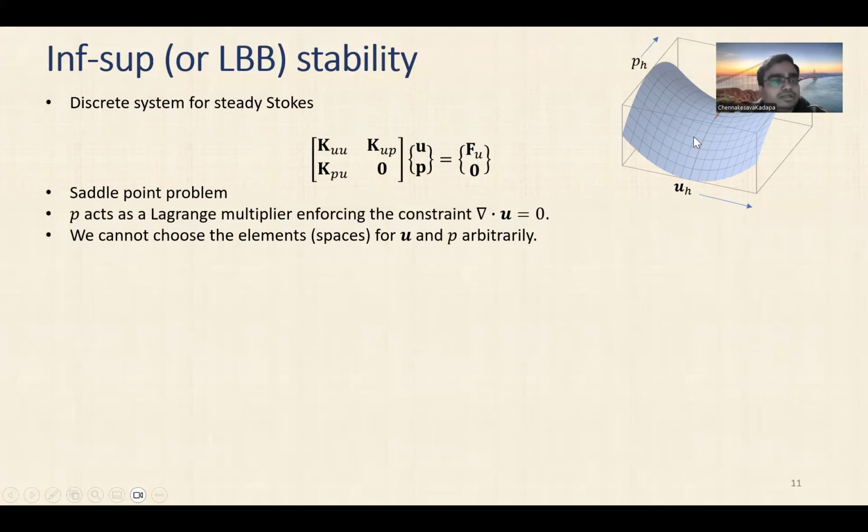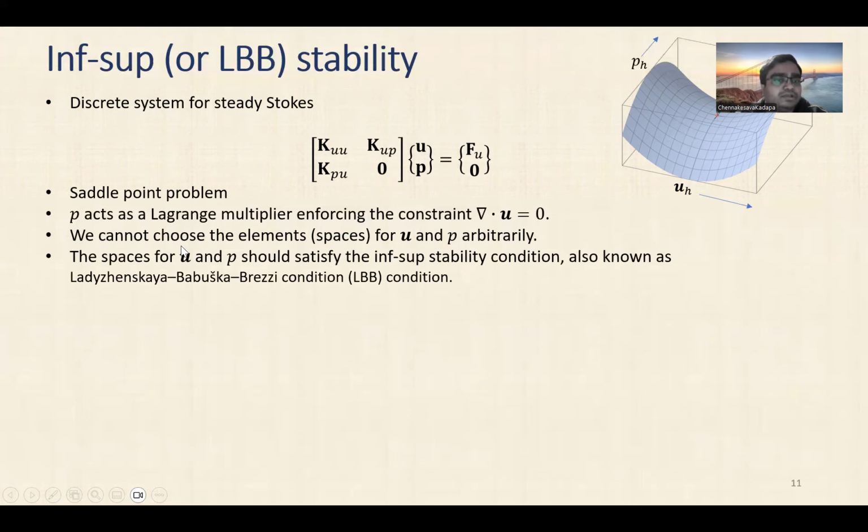Because of this inf-sup stability, we cannot choose the elements arbitrarily for U and P, as we discussed already. So the spaces should satisfy the inf-sup condition, and it is this condition. If you don't follow these conventions, don't worry. You can learn later by referring to the textbook that I suggest.